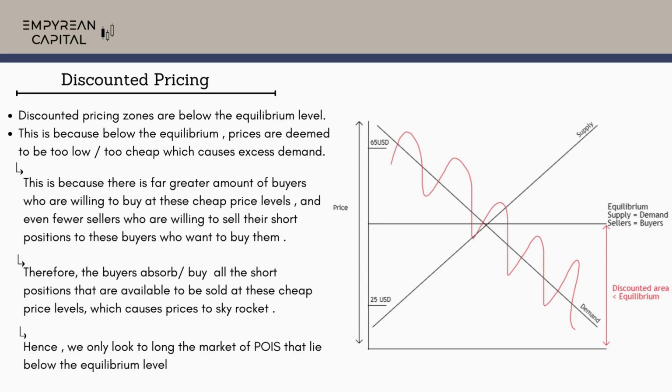So what happens is that the buyers will try and buy as many short positions as they can at these lower prices. And once that occurs, we have excess demand, because we have a lot more demand than there is supply, a lot more buying than there is selling.